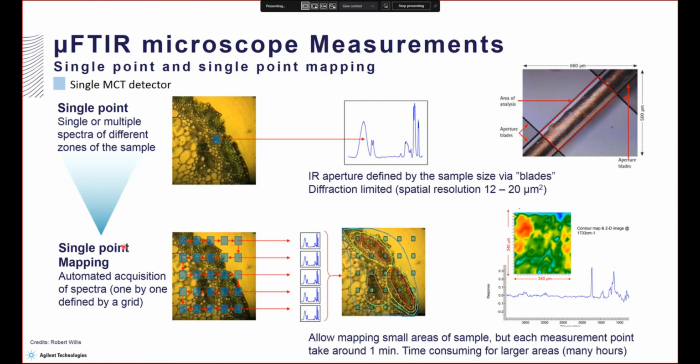When we have only one detector, we can also do some sort of mapping. We collect several spectra moving on a grid automatically if we have a motorized stage, so the spectra are acquired one by one. It allows us to do small maps of small areas of the sample, but each measurement point takes roughly 1 minute. So it's a very time-consuming analysis when we have to map larger areas. It takes many hours to days.